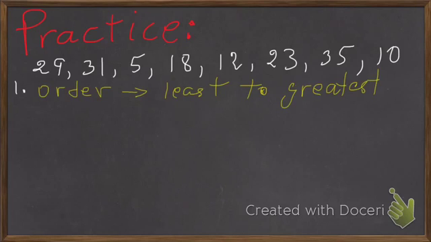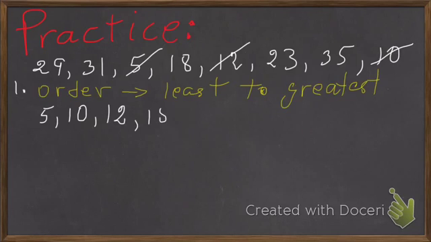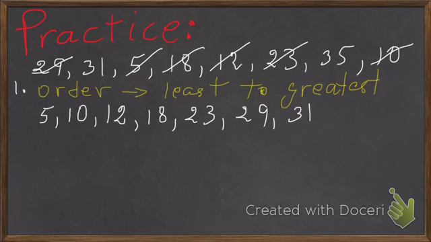Which one is the least number that you see here? I think it's 5. That is 5. What else do I have? I think 10 is next. 10 is next. 12? 12. You see, there's too many numbers, so I'm just going to erase them. 5. There you go. Sorry. 5's done, 10 is done, 12. So 18. 18. 23. 23. 29. 29. 31. 31. And 35. And 35. Perfect. So I think that list looks a lot better than our first one.